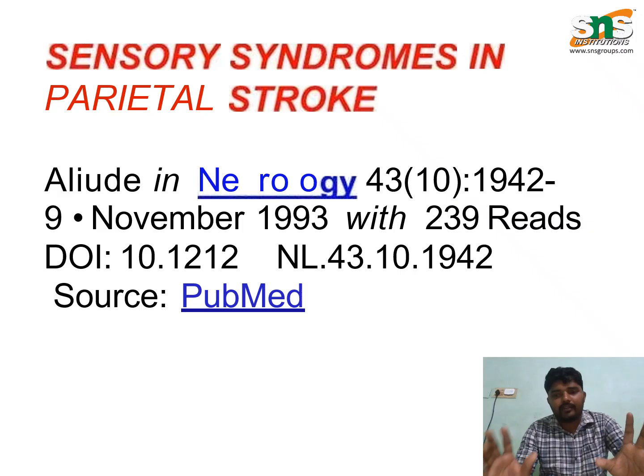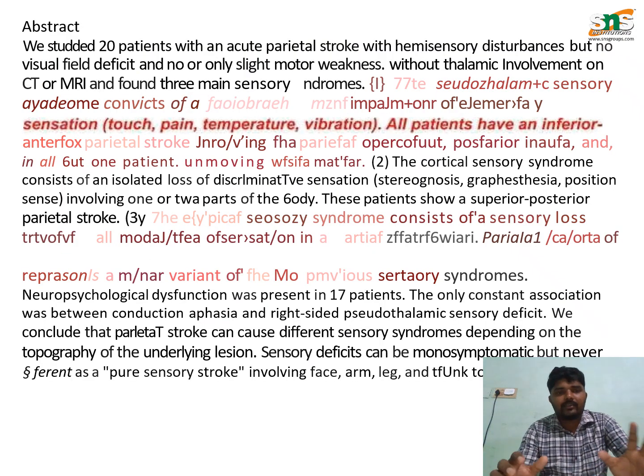This is one of the journal articles. The upshot is that we studied 20 patients with acute parietal stroke with hemisphere disturbance but no visual field deficit and no or only slight motor weakness, without thalamic involvement on CT or MRI. We found three main sensory syndromes. The cortical sensory syndrome consists of isolated loss of discriminatory sensation, stereognosis, graphesthesia, and positional sense in two parts of the body.